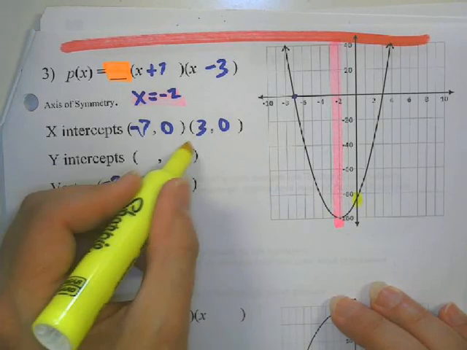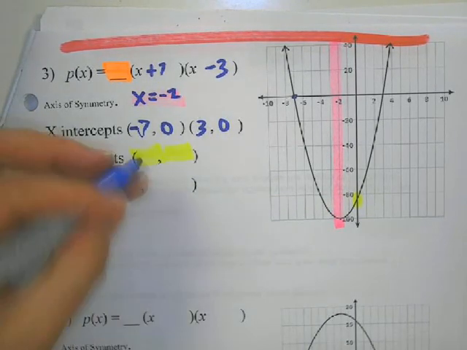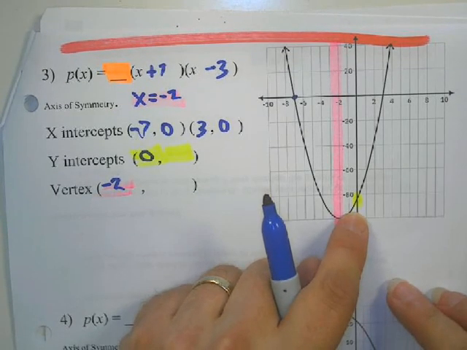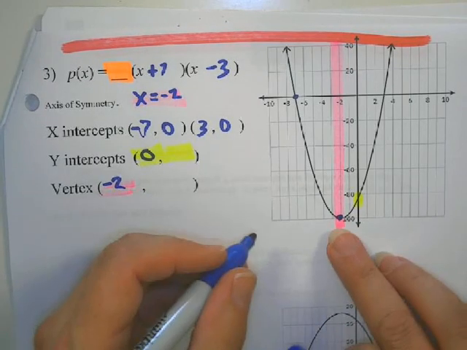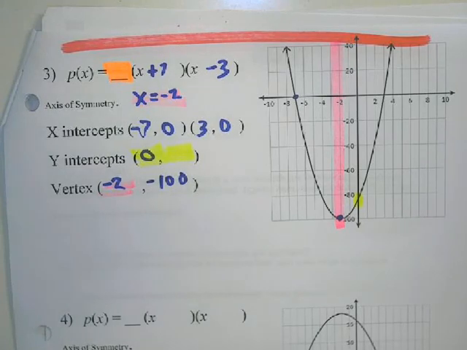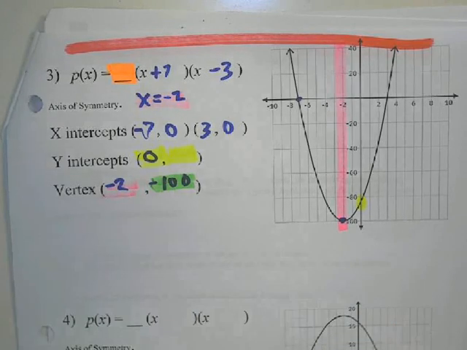Okay, this is a different problem. The y-intercept is when x is 0, but I can't really see what this is, so we're going to have to do some calculation to figure that out. But we can tell that the vertex is at negative 100. Okay, so this is a different example than the others because here you know the vertex, but we don't know the y-intercept.